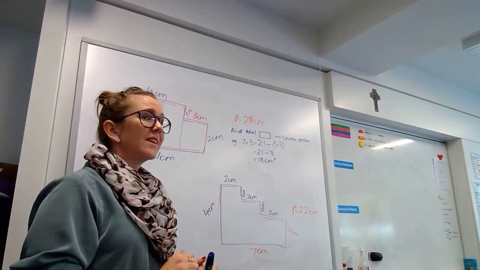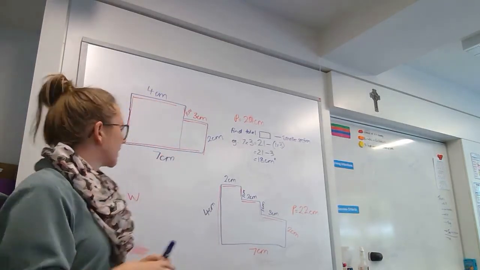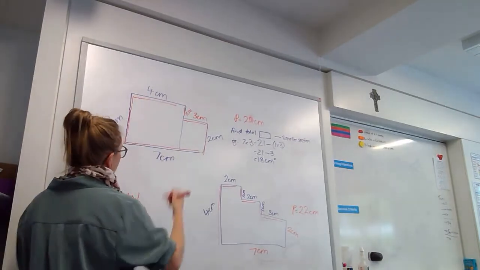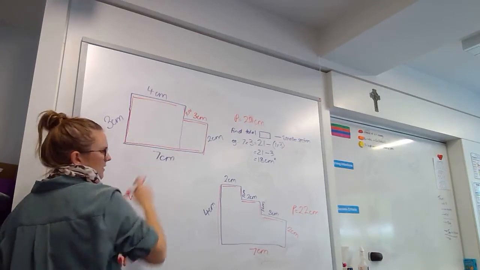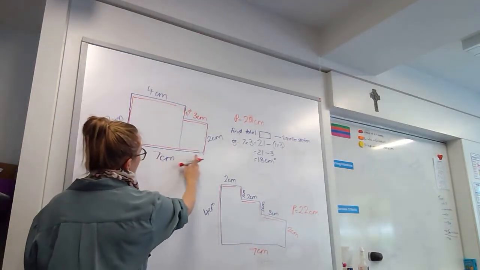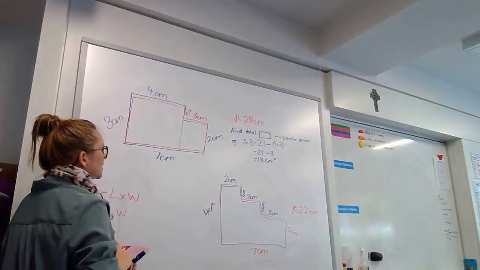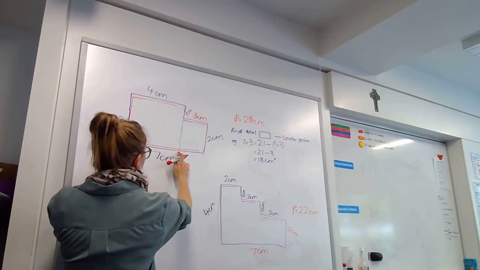The difficult thing with that concept is ensuring that you choose the right length. So for you to find this area here, you would need to use which measurements? 3 and 4. Right, 3 and 4. If you use 7 and 3, that would be incorrect because this is not 7, this is 4.